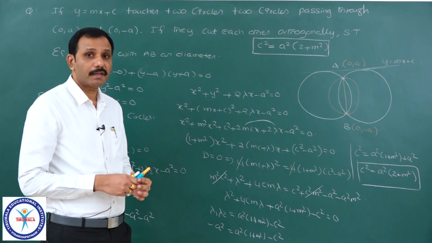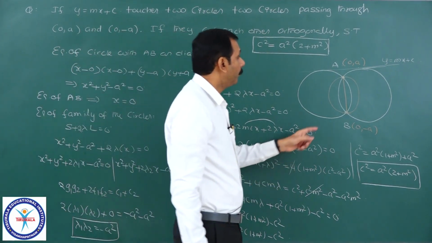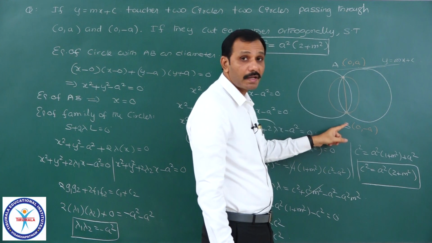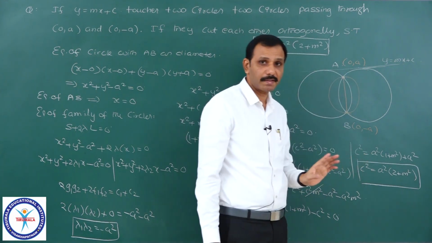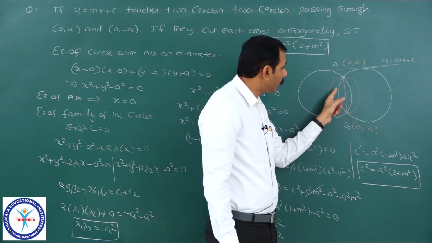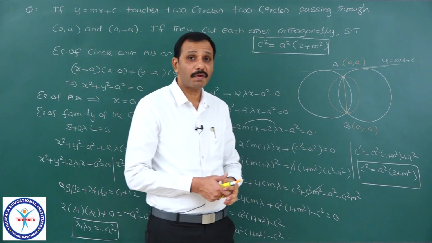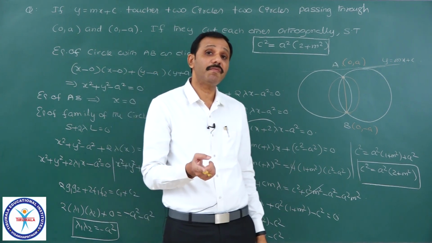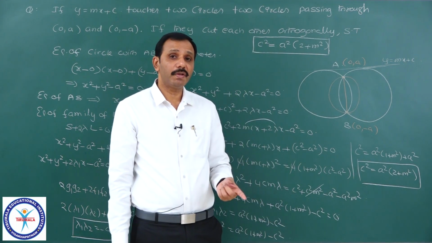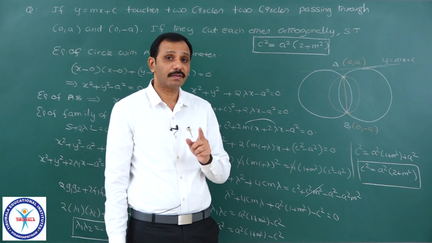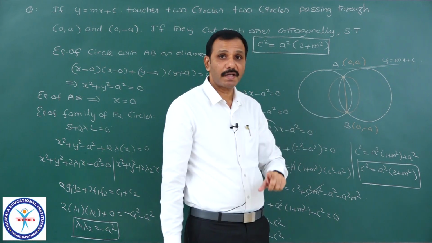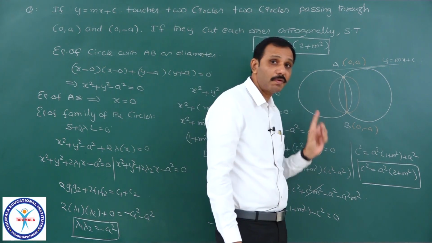So what I did here: because these two circles are intersecting at two points, let them be 0 comma a and 0 comma minus a. Because both the circles are passing through these points, I am trying to write a family of circles with one unknown. That method we already know, how to write a family of circles passing through two points. I will write the equation of the circle with these points as ends of diameter, and I will write the equation of that line L equal to 0.